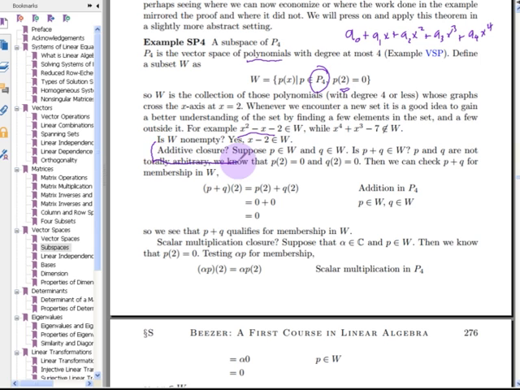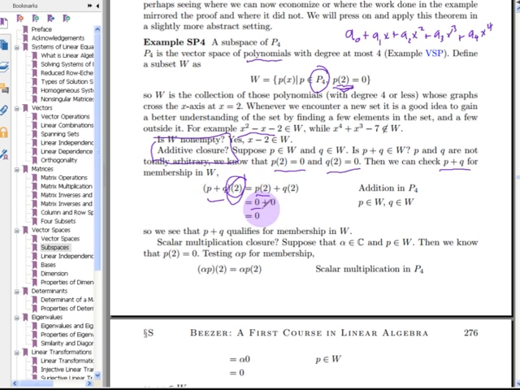Okay. So let's try to verify additive closure. Additive closure means that if I take any two polynomials that have 2 as a root, then the question is, does their sum also have 2 as a root? Okay, so let's check this out. So P and Q are in W. That means P of 2 equals 0, Q of 2 is equal to 0. Then what about P plus Q? Well, P plus Q evaluated at x equal to 2, by the definition of addition of polynomials, that's just P of 2 plus Q of 2. That's how you find the sum polynomial.